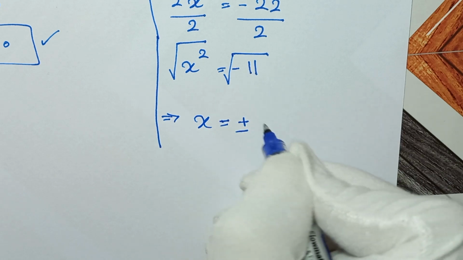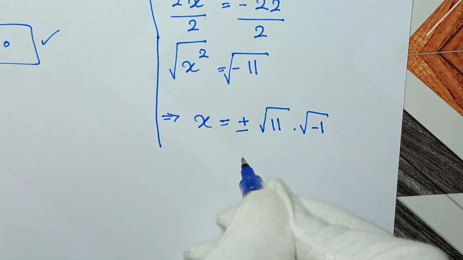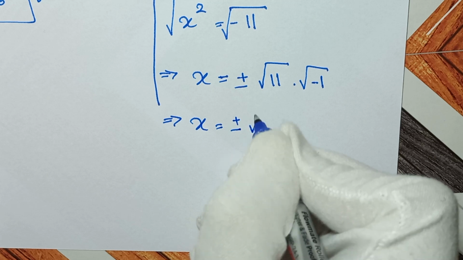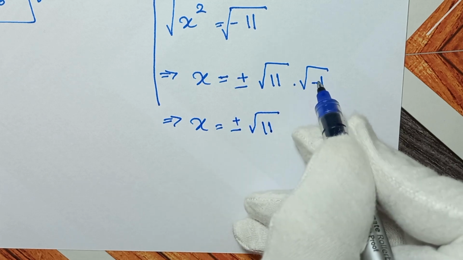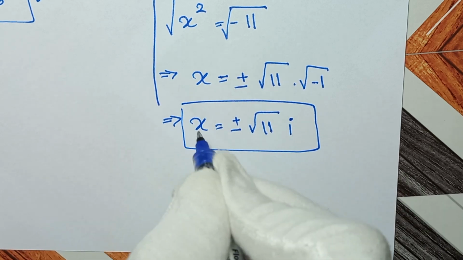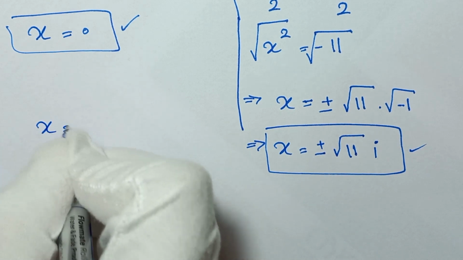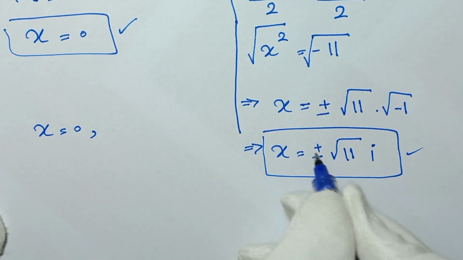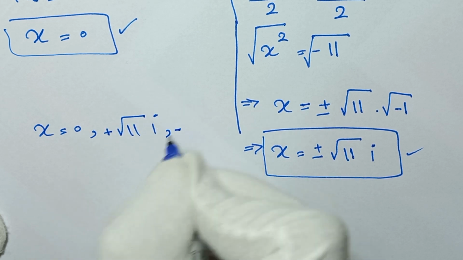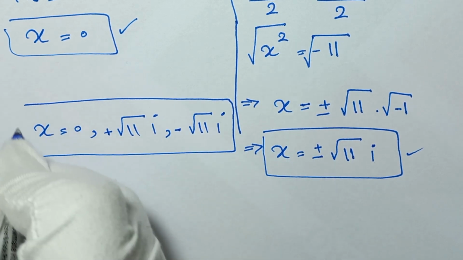In here we can write square root of negative 11 as square root of 11 times square root of negative 1, right? And it will be x equals plus or minus square root of 11 times square root of negative 1. Square root of negative 1 is i, so it will be square root of 11 i. So in here we have two answers. So we have three answers for x in here. x is 0 and positive square root of 11i and negative square root of 11i. And this is our final answer.